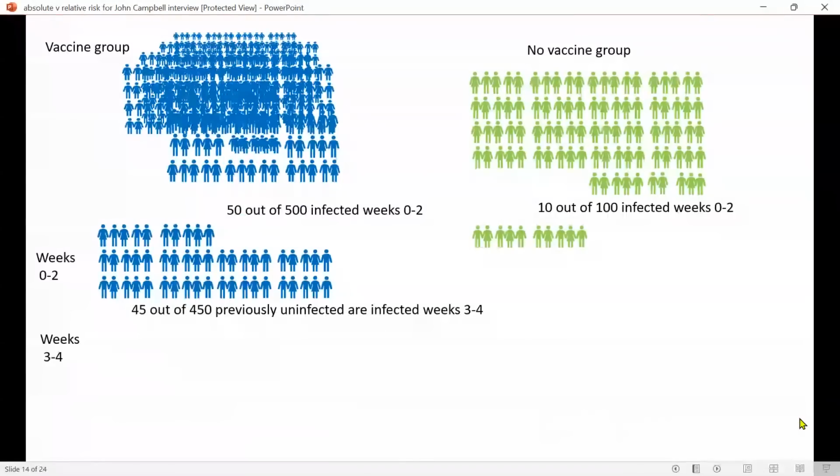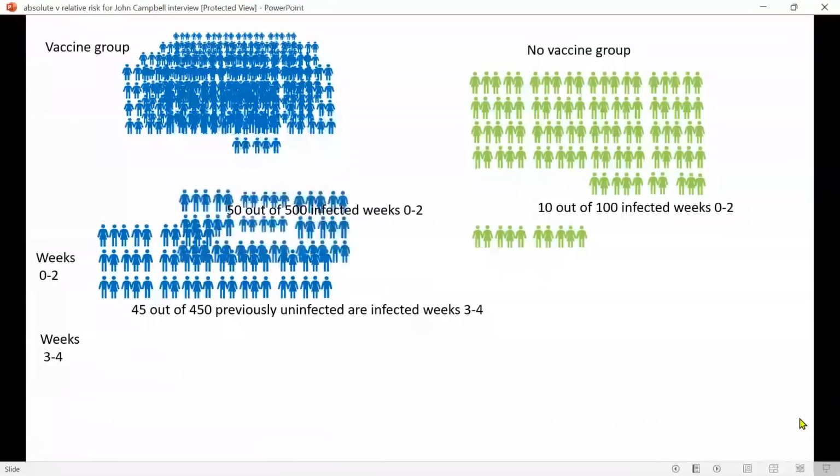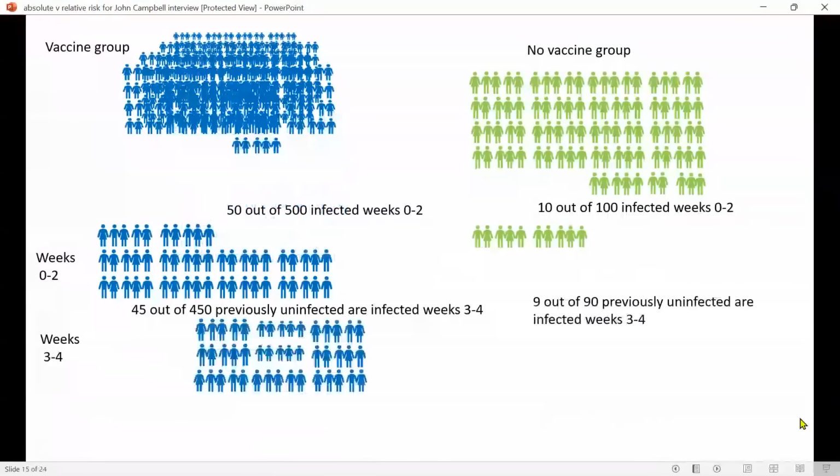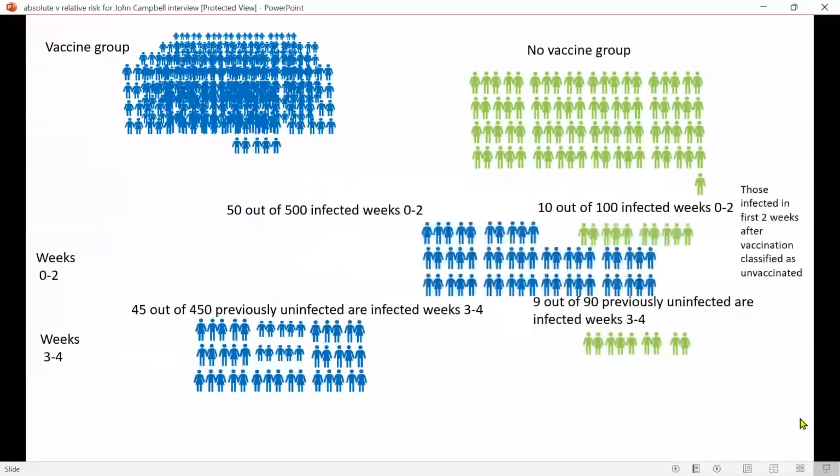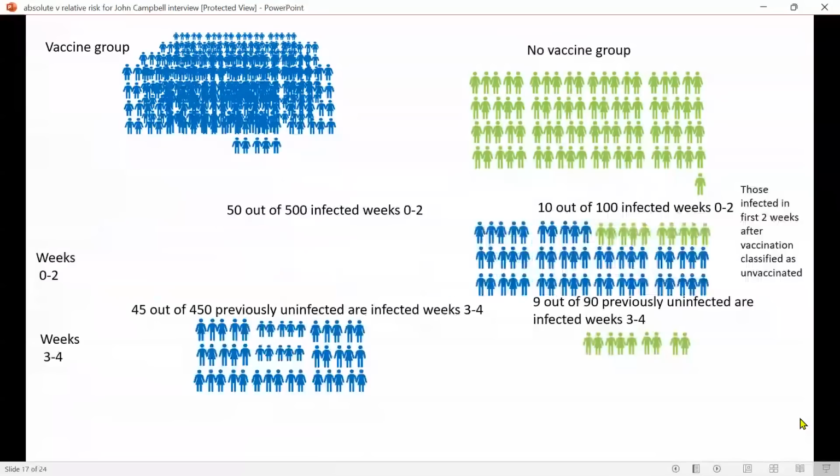You click on. Yeah, they're going to move down. And again, with the no vaccine group, you're going to get your 9. Now, what happens when we move those infected in the first 2 weeks who were vaccinated and classify them as unvaccinated? They get shifted over there. And what are we left with now? We've got 45 out of 450 who are considered vaccinated getting infected. That's still your 10%.